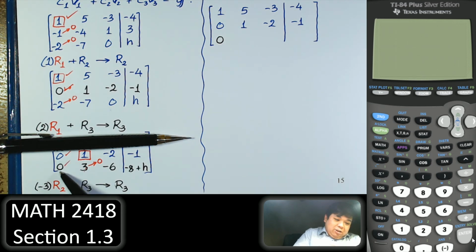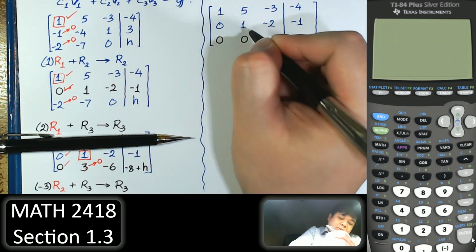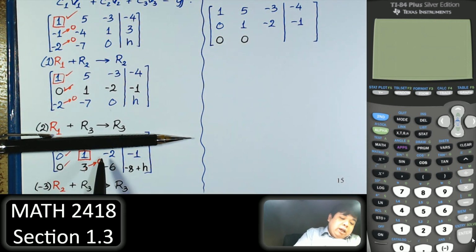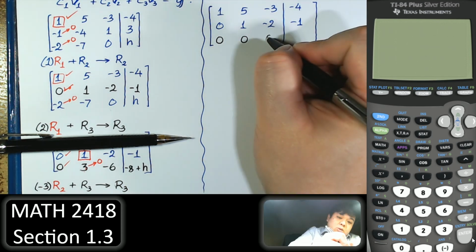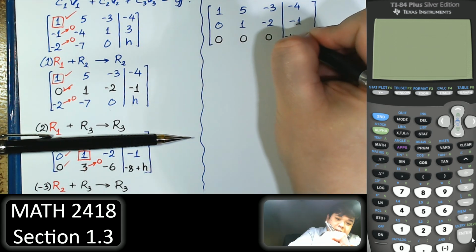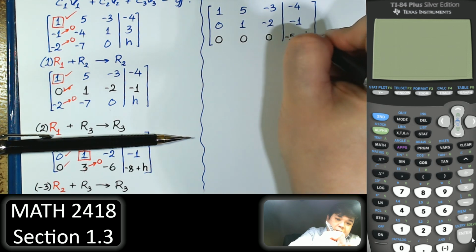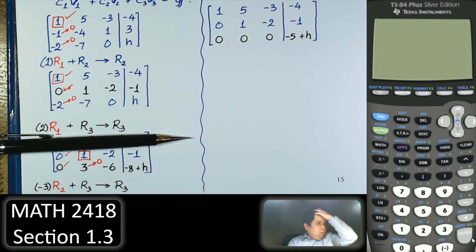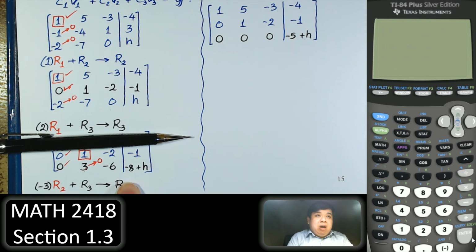Negative 3 times 0 plus 0. Negative 3 times 1, negative 3, plus 3, so that is 0. Negative 3 times negative 2 is positive 6, minus 6, that's also 0. Negative 3 times negative 1 is 3. 3 minus 8 is minus 5, plus 8. Negative 3 times negative 1 is 3, minus 8 is minus 5, plus 8.